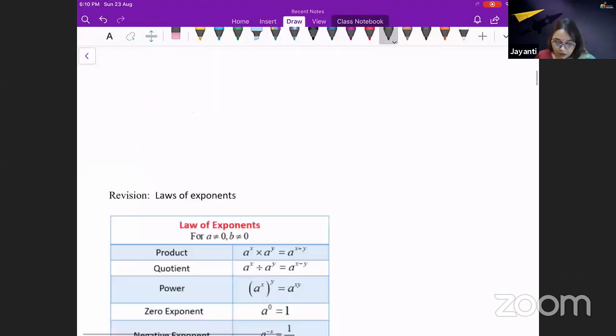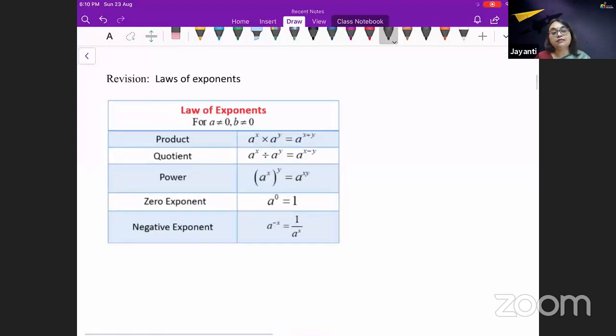Okay. Also, I would like to start today's class by again revisiting laws of exponents, because I think today when we will be solving questions, we'll be using many of these laws. Let's start with the laws of exponents, right?